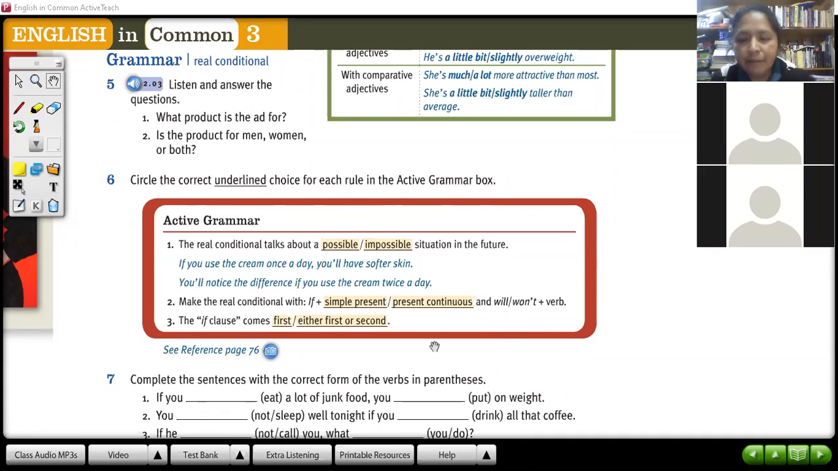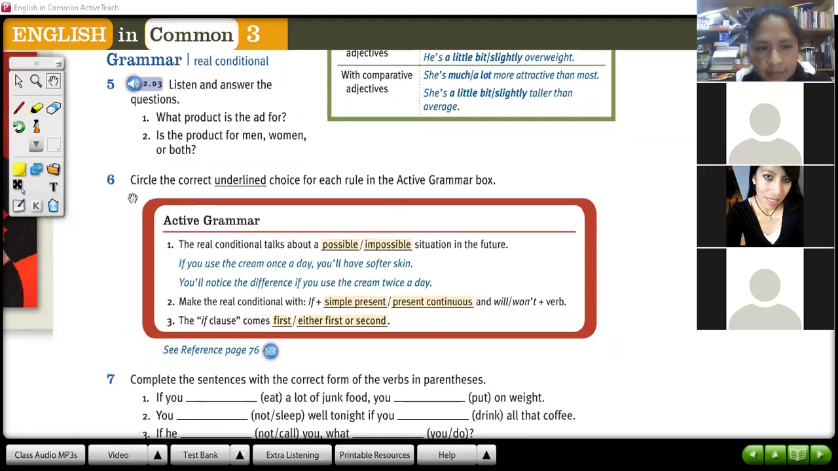Can you read it, Clara? Read number 1. Number 1, the real conditional talks about a possible, impossible situation in the future. Future. Yes. Thank you, Clara.